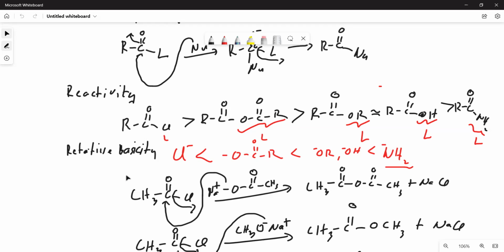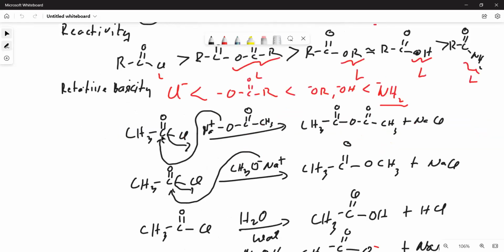So if that is the case, then all these carboxylic acid derivatives can be synthesized using the most reactive, which is acyl halide. To illustrate that, look at this acyl halide, acetyl chloride or ethanoyl chloride. So in order to synthesize the anhydride, all you have to do is use the nucleophile of the anhydride, which is the carboxylate, for example, sodium acetate. There, you have the carboxylate nucleophile.